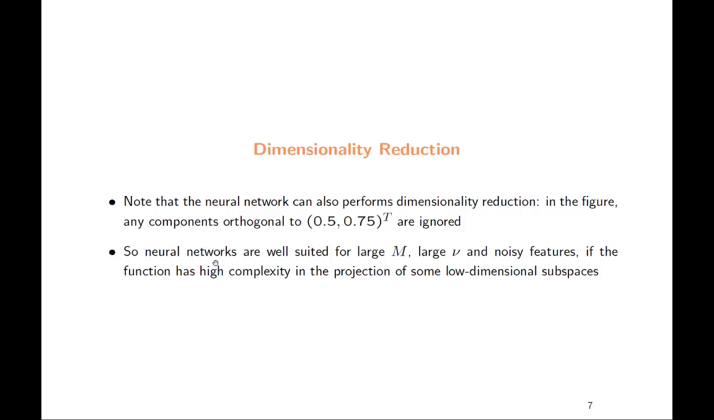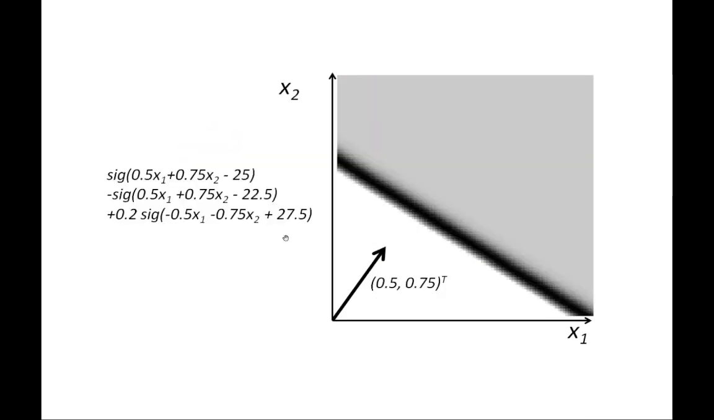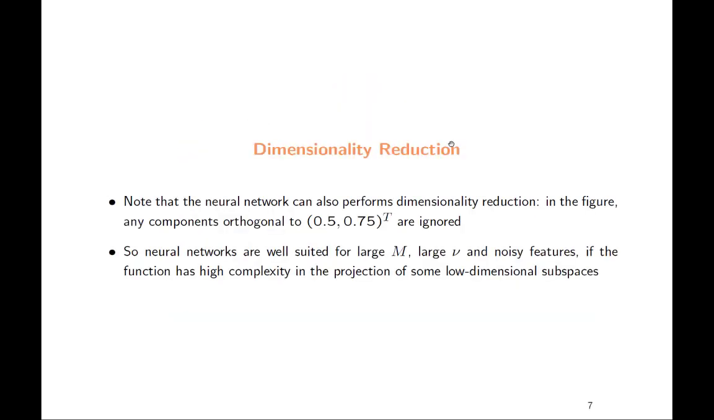So in a way, in this figure it also performs some form of dimensionality reduction, because any sort of structure or any variation orthogonal to this direction will be ignored. So it also has this implicit dimensionality reduction integrated.